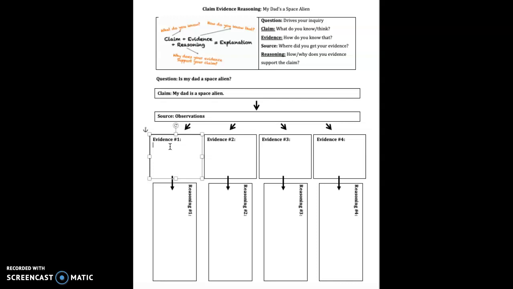Okay, so now we are going to collect our 4 pieces of evidence. This graphic organizer should look familiar. We've done this several times in class. So our first piece of evidence is that he speaks a different language, right? So that's the first thing that the little girl notices, her first piece of evidence, that he speaks a different language. So the reasoning, how does that evidence support the claim that he is a space alien?